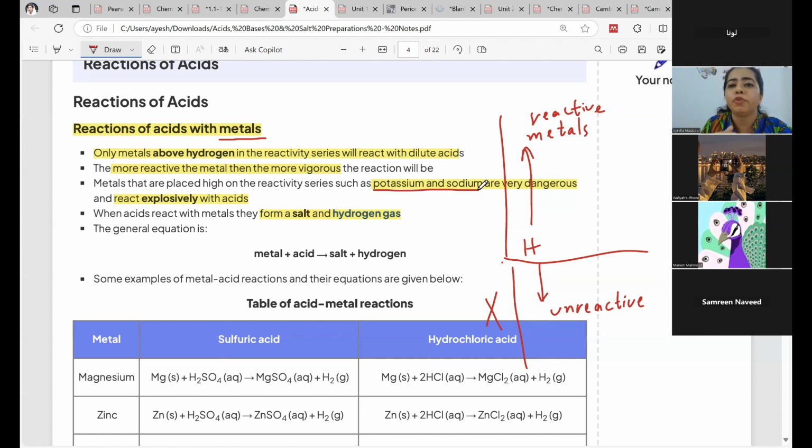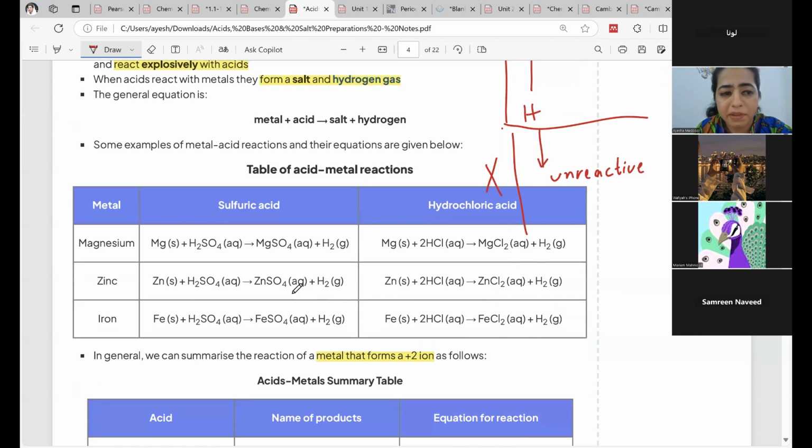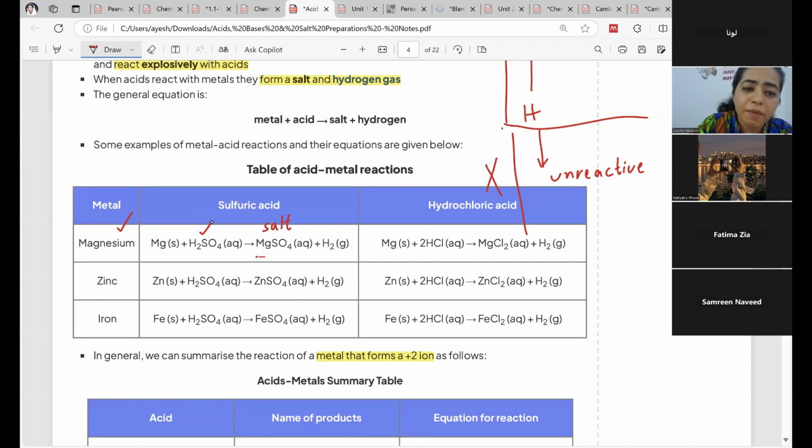So in the lab, if we want to perform any metal reaction with the acid, we are going to choose a moderately reactive metal, a little above the hydrogen, but not very reactive at the top. Okay. So when the metal and acid react, they produce one salt and hydrogen as the products. Why are we getting a salt and hydrogen? For this, we can see some examples as well. Let's say we take the metal magnesium and react it with sulfuric acid. It produces the salt MgSO4 over here. Why is MgSO4 salt produced over here?